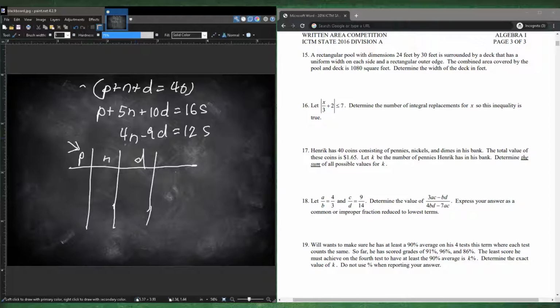Okay, since we have this equation, let's plug in some numbers. Actually, this one's plus 9d. Sorry about that. So if n is equal to 1, that's 125 minus 4, which is 121 divided by 9. That's a decimal, so it doesn't work. So let's say n is equal to 2. So 4 times 2 is 8. 125 minus 8 divided by 9 is 13. Okay, so we could put 2 and 13 in here.